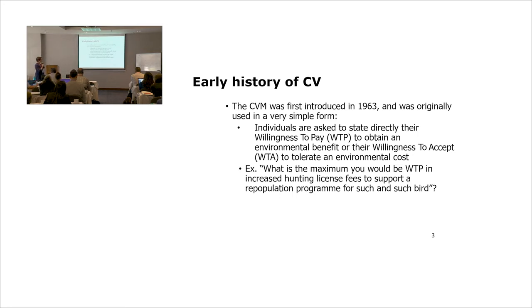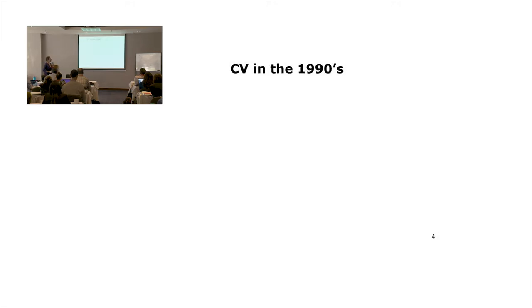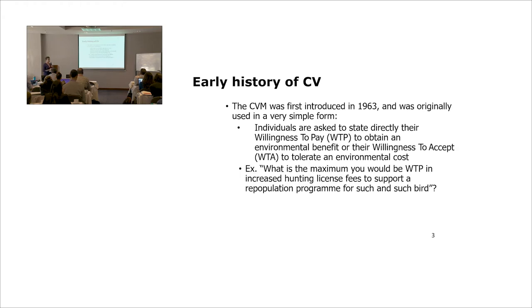And the suggestion of Davis, the first economist, was just ask. You go to the people going hunting and you ask them, how much are you willing to pay as an extra on your hunting license if I increase the population from here to there? Simple like this. Intuition, we are in the 60s, okay?